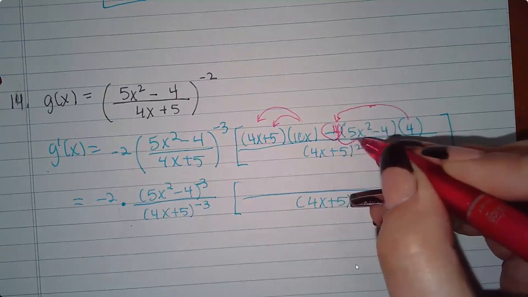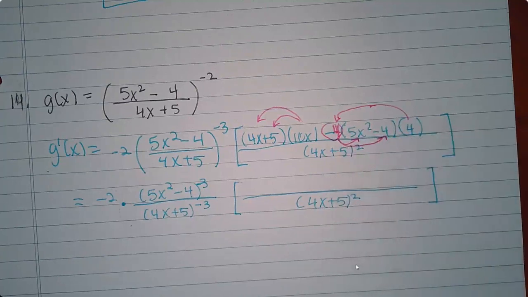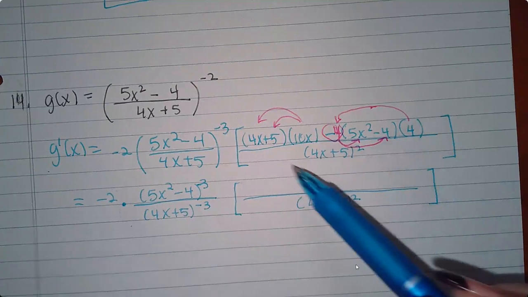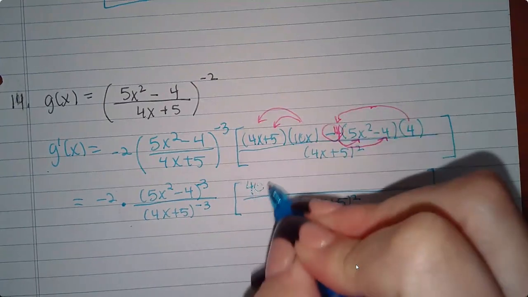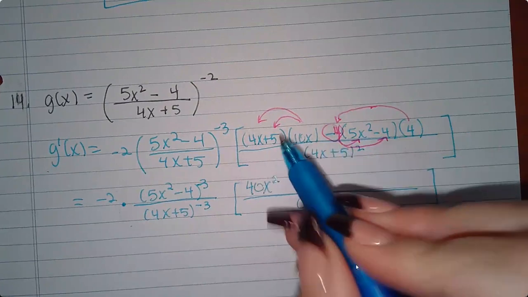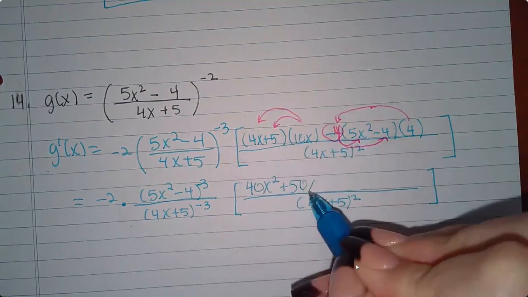Exactly. They are gonna flip. Okay, I scribbled all over here because I have to. So 10x times 4x is 40x squared. 10x times 5 is 50x.